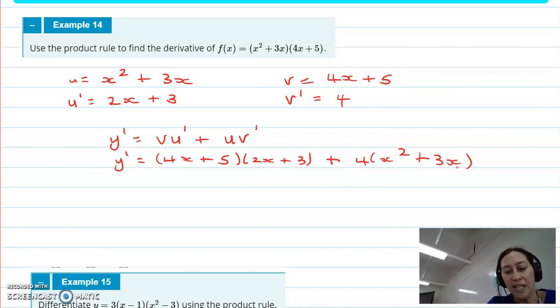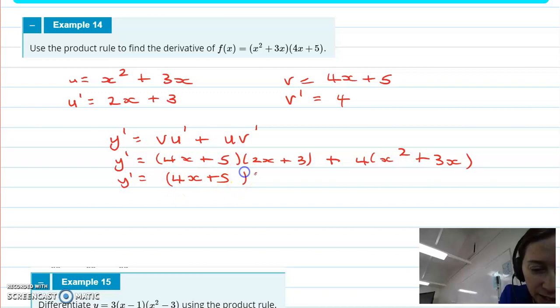Alright, now what we need to then do is we need to go, are there any common factors? Can this be simplified? So if we have a look here, in this bracket here, there's a common factor of x that I can pull out. So I'll pull that one out first. So we get y dash equals 4x plus 5 multiplied by 2x plus 3. Now I'm going to pull that x out. So you get 4x multiplied by x plus 3.